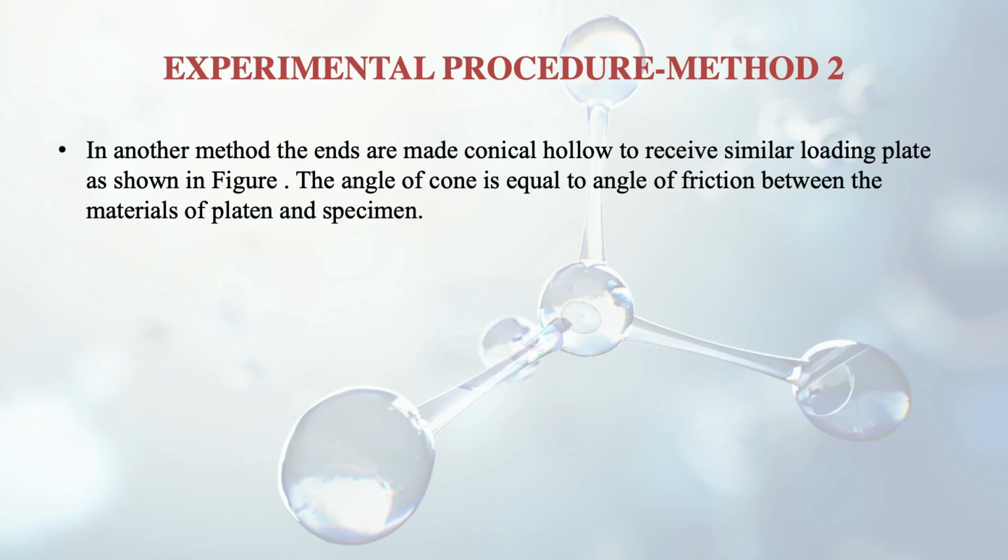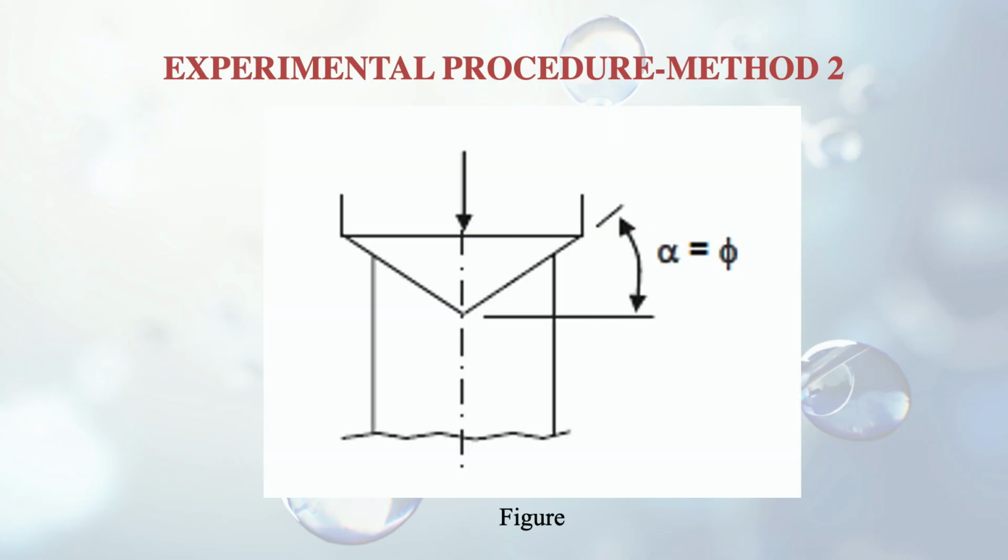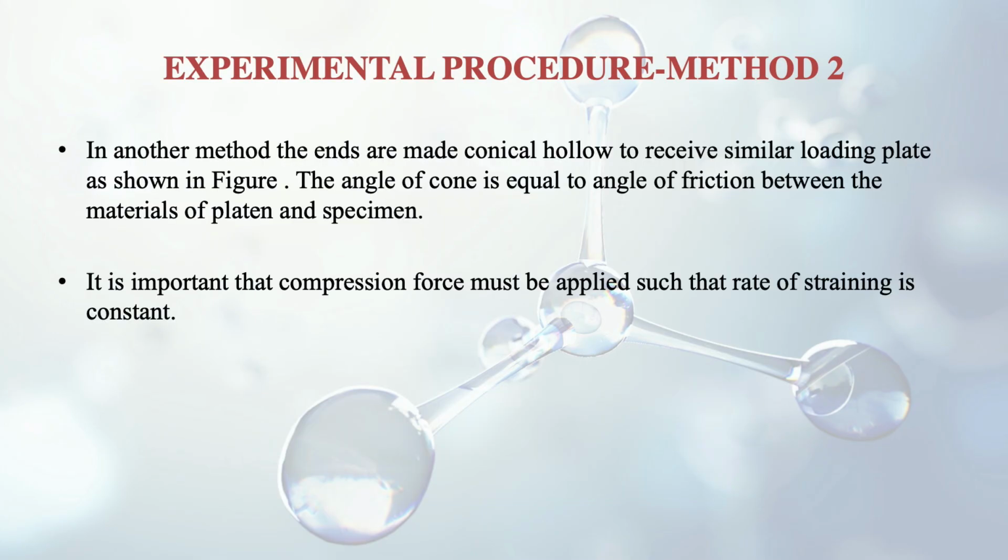And the angle of the cone is equal to the angle of friction. You can see here, this is alpha and phi. So one is the angle of friction and one is the angle of cone. So both have to be equal in order to properly match each other. It is important that compression force must be applied such that rate of straining is constant. Yes, it is important because otherwise if the straining keeps on changing, then the proper load will not be there and the proper contact between the two will also not be there.